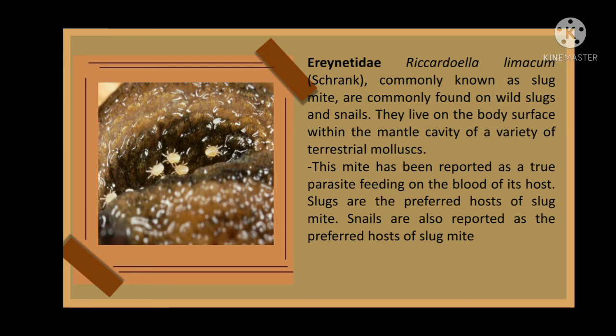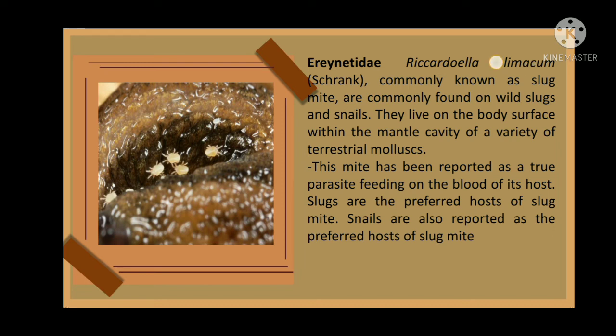Erinaeidae, commonly known as slug mites, are commonly found on wild slugs and snails. They live on the body surface and within the mantle cavity of a variety of terrestrial molluscs. This mite has been reported as a true parasite feeding on the blood of its host. Slugs are preferred hosts of slug mites. Snails are also reported as preferred hosts of slug mites.